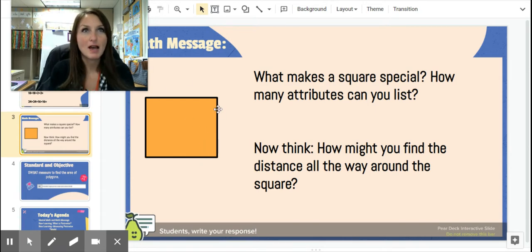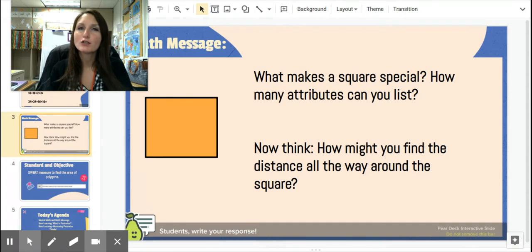And then we talked about how a square is also considered a rhombus because all the sides are equal. It's also a parallelogram because it's got 2 sets of parallel lines. It's also a rectangle, and it's also called a quadrilateral, because it has 4 sides, 4 vertices, and 4 angles. Now, we know all about the square. Now, how might we find the distance all the way around it?